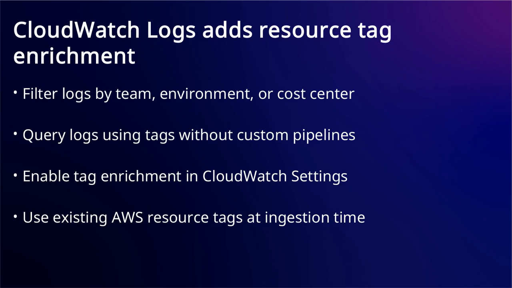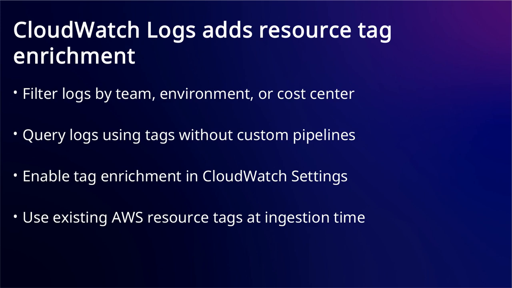When analyzing logs across your infrastructure, you need to filter and search by organizational metadata like team ownership, environment, or cost center, but this typically requires custom logging instrumentation or pipeline development. CloudWatch Logs now automatically enriches log events with AWS resource tags at ingestion time. You can filter logs by team, environment, or cost center using native query capabilities. You can query logs using tags without building custom pipelines or modifying application code.